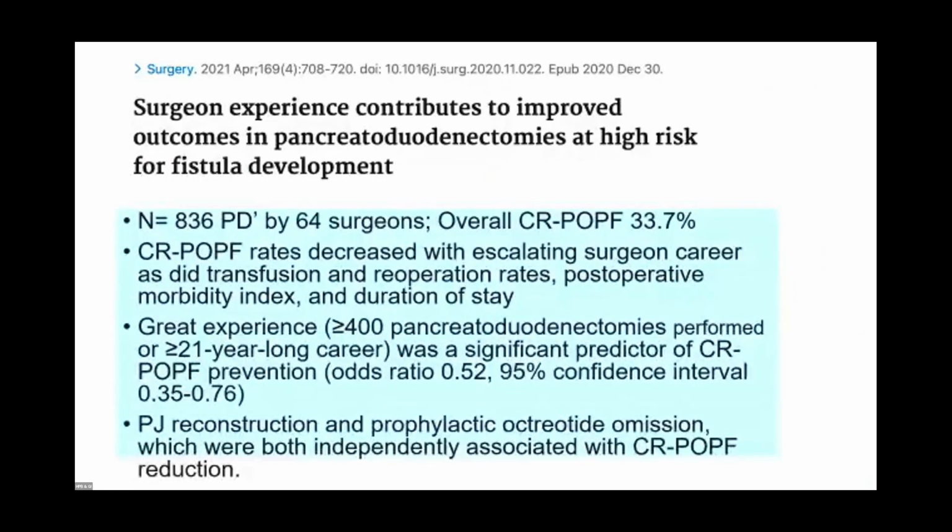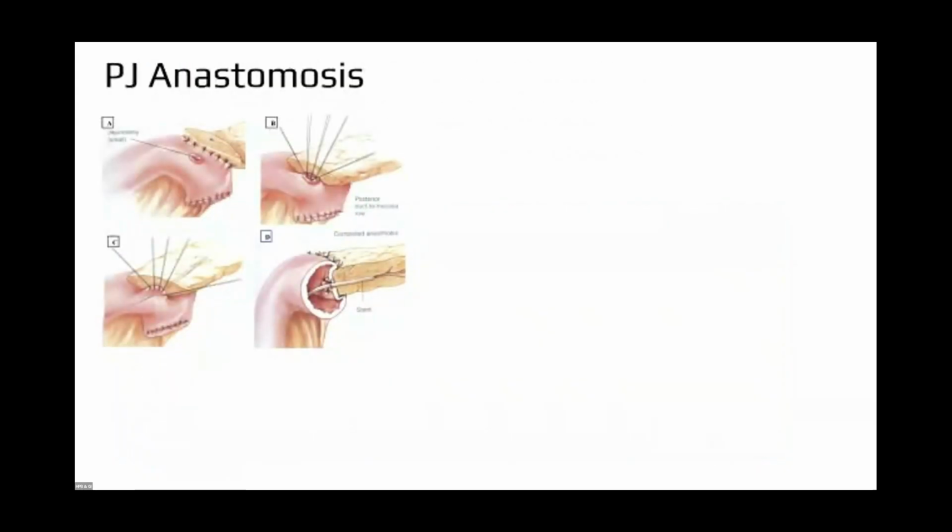But you know, still the rate of fistula is still high. And why is it? And as Ramesh said, I think there is some contribution with the surgeon in this, but it's difficult to document. This study, which looked at 64 surgeons with a fistula rate of 33.7 over a period of time with increasing number of pancreatic odontectomies and greater experience, were able to bring down their fistula rate. And they all adopted a PJ and omitted octreotide. So this is some food for thought that experience does count.